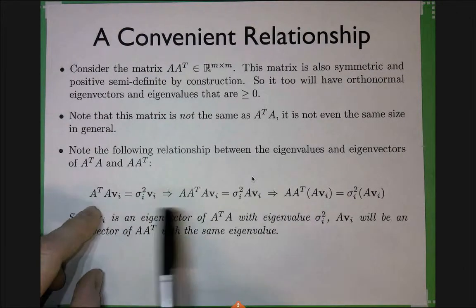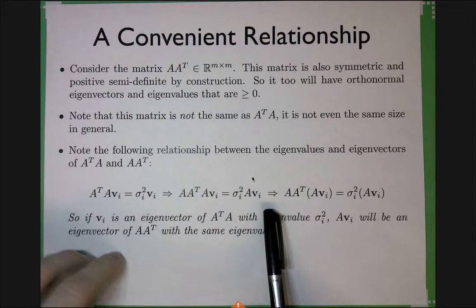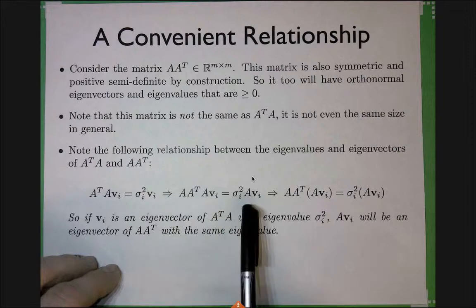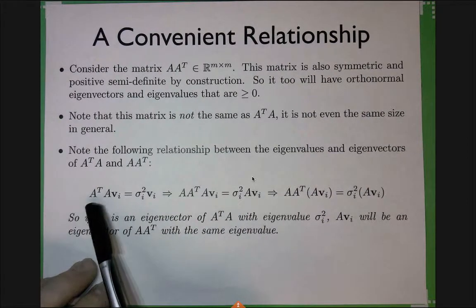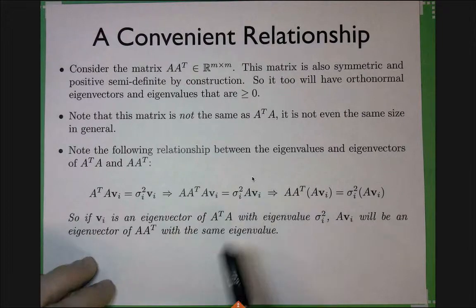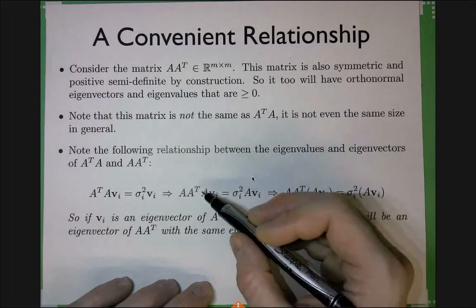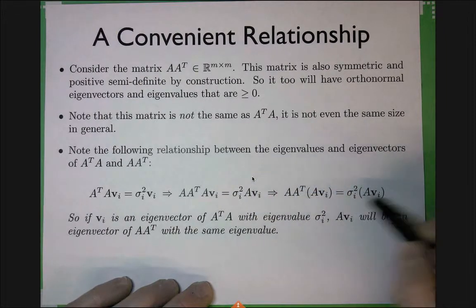Now I can multiply this from the left with A, and of course it still has to be true. So I put one A here and another A here. So it's A A^T A v_i equals sigma_i squared A v_i. And now I just use associativity, so I look at it this way. I just put the brackets right here.